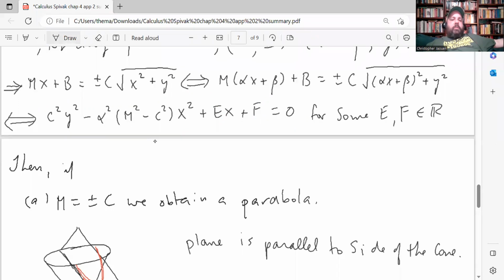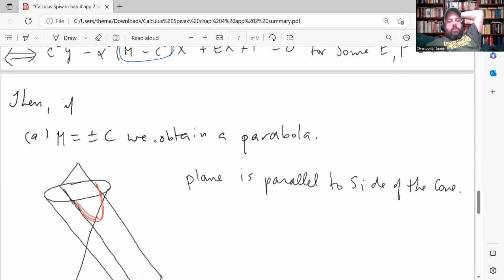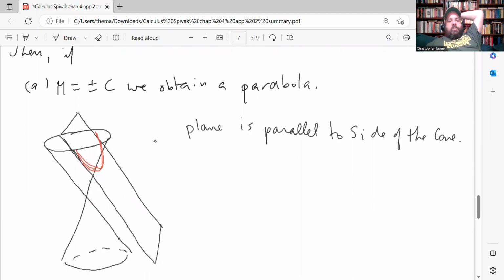Now here, the curve that you get depends on the sign of m squared minus c squared. All right, and there's three cases. So either m squared minus c squared is 0, which means that m is equal to plus or minus c, or in other words, the plane is parallel to the generating curve of the cone. And in that case, you get a parabola, right? So just like I have drawn in the picture, I didn't really draw it very well. That parabola should be contained in the cone. But you'll have to excuse my poor drawing ability. But hopefully you get the sense of what I'm talking about here.